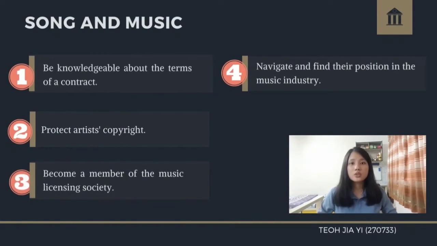Next, I will continue with the ways to solve the second issue, which is song and music. Firstly, the artist should be knowledgeable about the terms of a contract before signing it. It is undeniable that understanding the contract can minimize the likelihood of misunderstanding and misinformation.